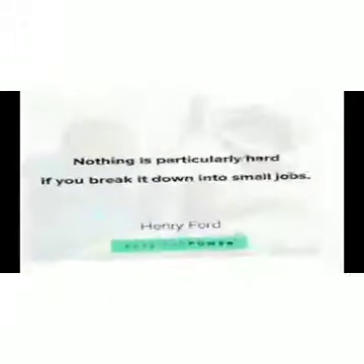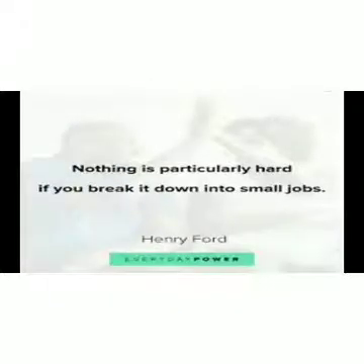The message of the day is: nothing is particularly hard if you break it down into small jobs. So it means that you should do your homework or whatever the task of your day is on the same day, so that in smaller chunks you complete your task and at the end success becomes your trophy. Inshallah. Good luck.